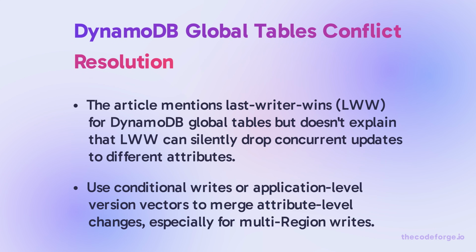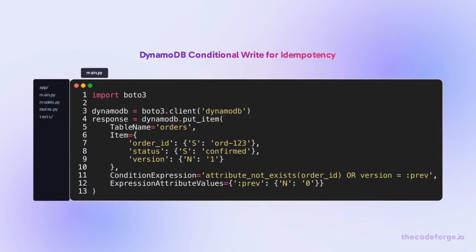The article mentions last writer wins, LWW, for DynamoDB global tables, but doesn't explain that LWW can silently drop concurrent updates to different attributes. Use conditional writes or application-level version vectors to merge attribute-level changes, especially for multi-region writes. To prevent duplicate charges or inventory oversell under eventual consistency, use DynamoDB's condition expression with attribute not exists or a version number. This ensures writes only succeed if the item hasn't changed since last read.